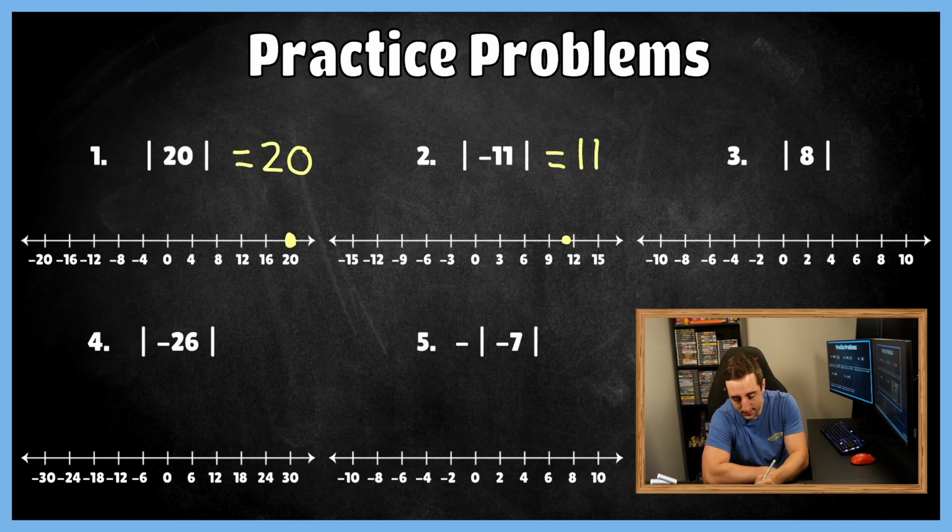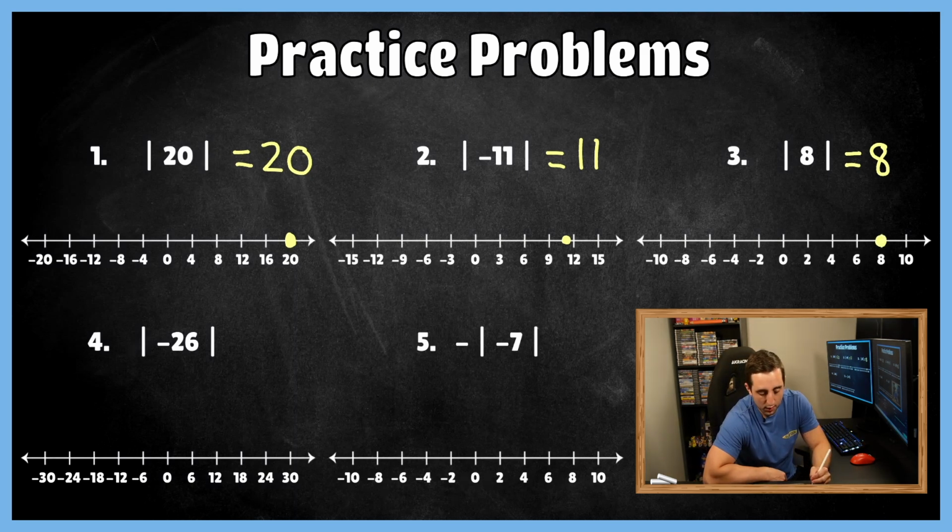Absolute value of 8, well, that's 8 units away from 0. So we have positive 8, stays positive. And let's go ahead and plot it at positive 8. For number 4, the absolute value of negative 26, well, that's 26 units away from 0. So my answer is going to be positive 26. And then we want to make our point closer to 24 than 30.